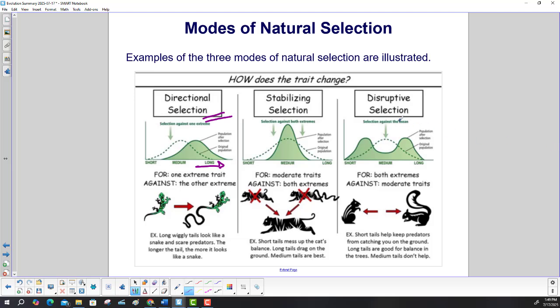And finally, disruptive selection, which of course can lead to speciation. You're for both extremes. Okay, here's the original, and here's the population after the selection. You're against the moderate traits. An example, short tails help keep predators from catching you on the ground, so that's good. But long tails are good for balance in the trees. That's also very good. Medium tails don't help.